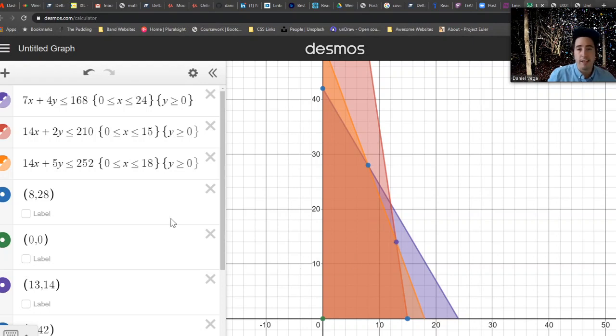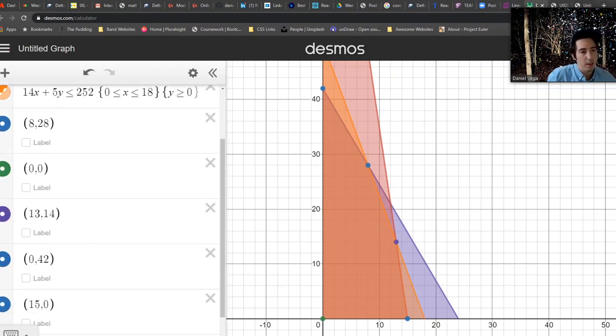So you have 5 points that are possible. 0, 0 is a point that's possible. 8, 28, that's possible. 13, 14, 0, 42, and 15, comma 0. These are the 5 points that are all the vertices of this area of solution. Again, this five-sided shape here.